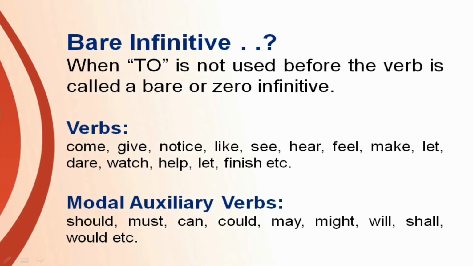There are some bare infinitives. What are the bare infinitives? When to is not used before the verb, it is called a bare or zero infinitive. We have certain verbs: come, give, notice, like, see, hear, feel, make, let, dare, watch, help, finish, etc. These verbs can be bare infinitive verbs. And there are some modal auxiliary verbs. These are also bare infinitive verbs: should, must, can, could, may, might, will, shall, would, etc. These verbs can be bare infinitives.